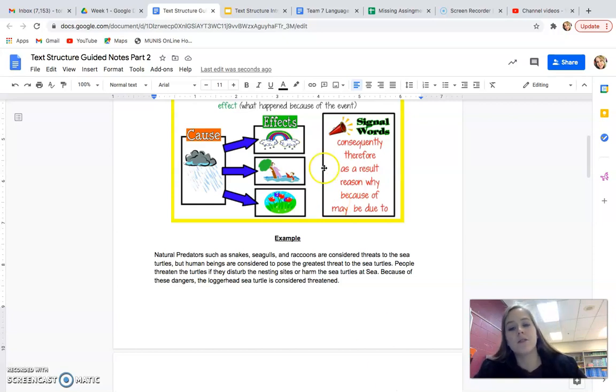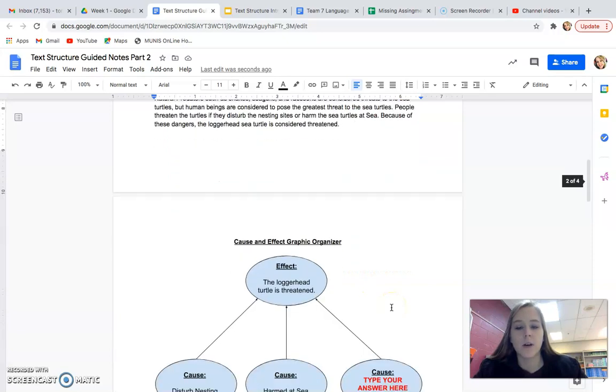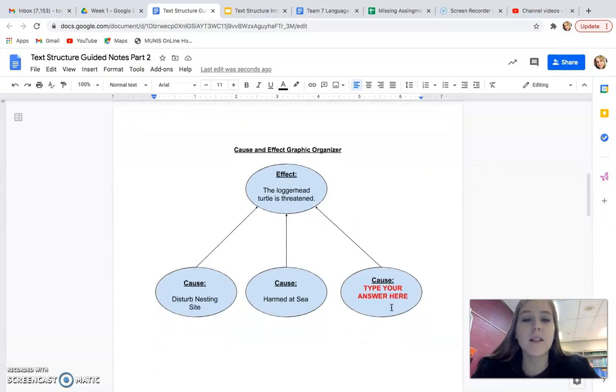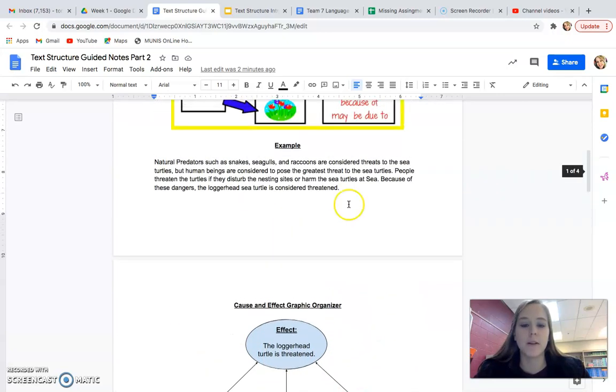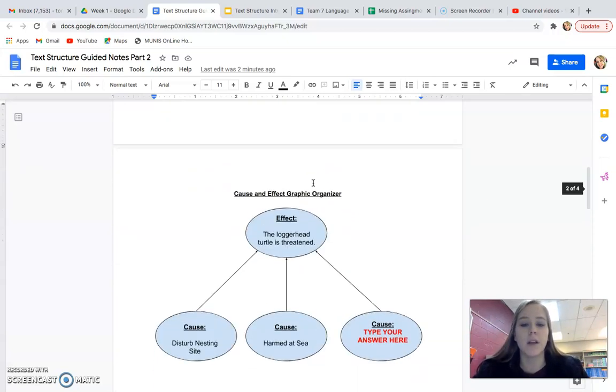Okay, so remember, this is the graphic organizer that our picture gives us an example of. We're actually going to use one very similar to chart out some of the things that it told us in the passage. Remember, we're talking about cause and effect, so how things lead to something else. The effect is that the loggerhead turtle is threatened. If you go back up here to the passage, it actually tells us that right there in the very last sentence. So we're trying to figure out what's the cause that leads to the effect of the loggerhead being threatened.